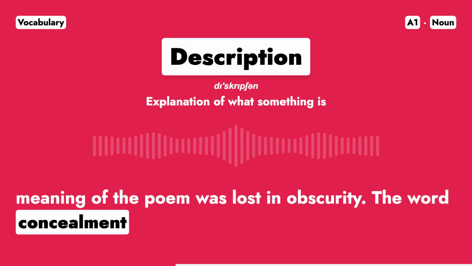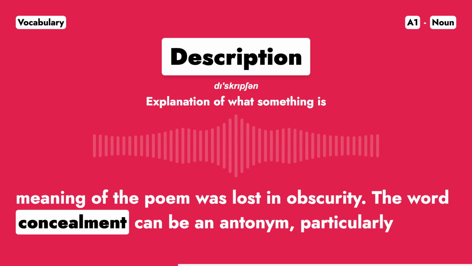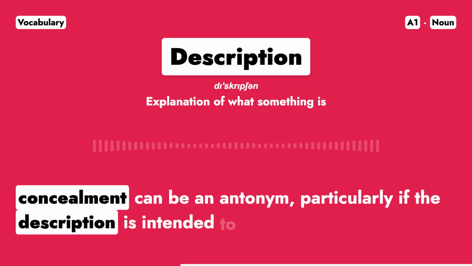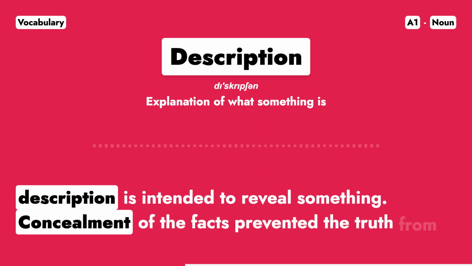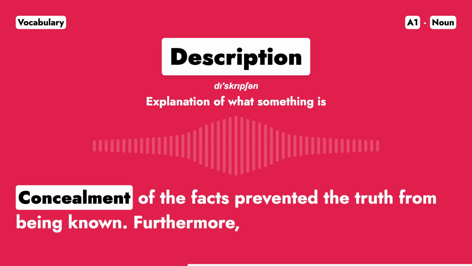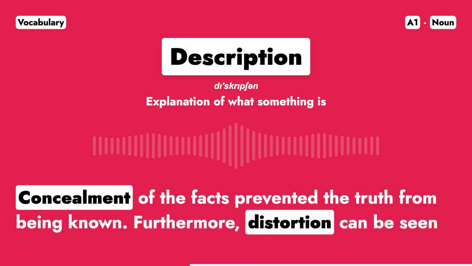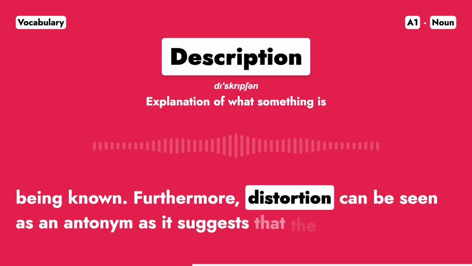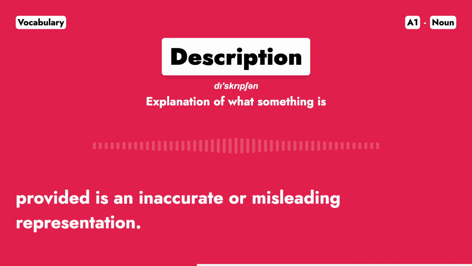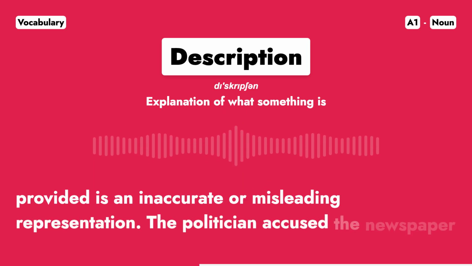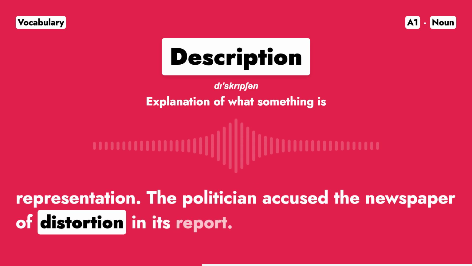The word concealment can be an antonym, particularly if the description is intended to reveal something. Concealment of the facts prevented the truth from being known. Furthermore, distortion can be seen as an antonym as it suggests that the description provided is an inaccurate or misleading representation. The politician accused the newspaper of distortion in its report.